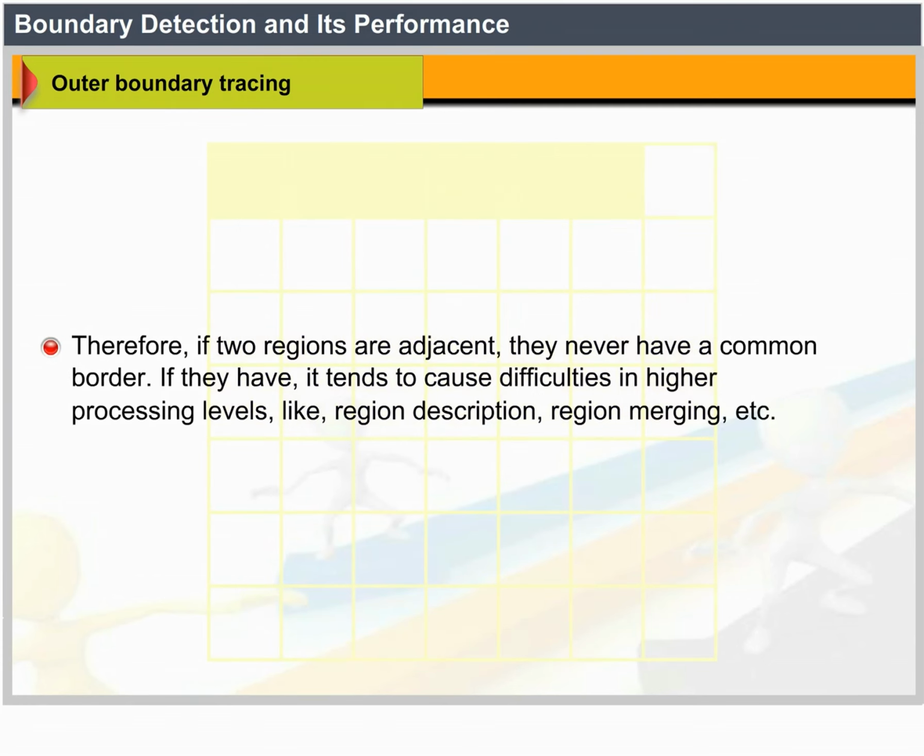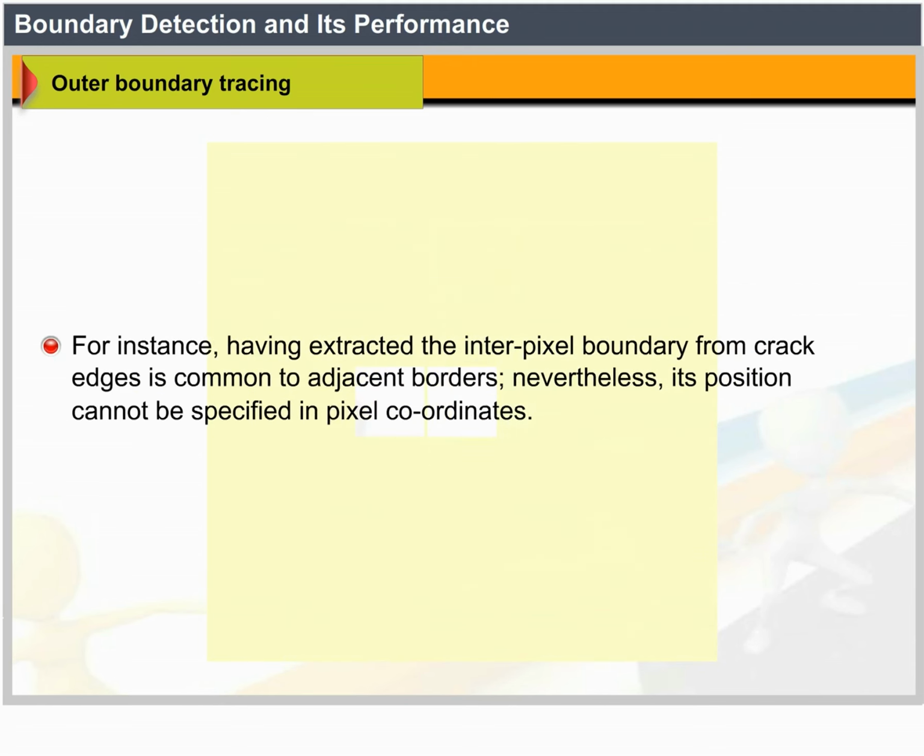Therefore, if 2 regions are adjacent, they never have a common border, which causes difficulties at higher processing levels with region description, region merging, etc. The interpixel boundary extracted, for instance, from crack edges is common to adjacent borders. Nevertheless, its position cannot be specified in pixel coordinates.